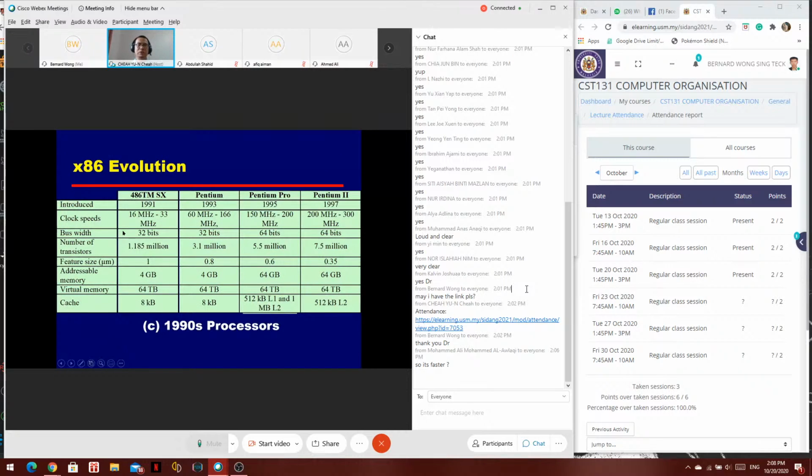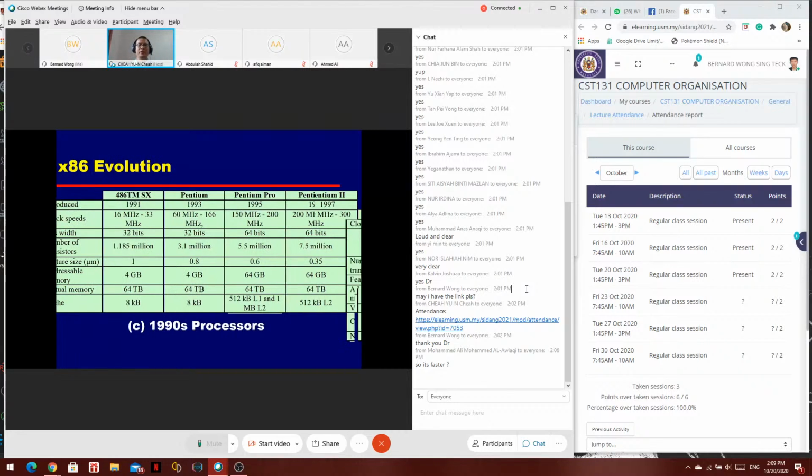I think you can also see this from the textbook, and also from many resources online as well. You can see how the chip has evolved over time.